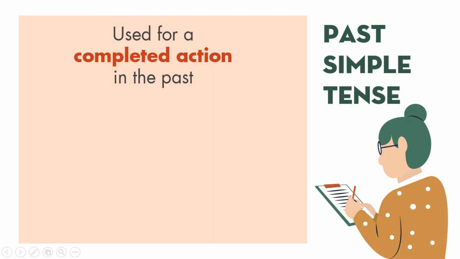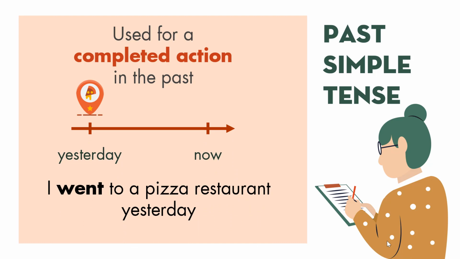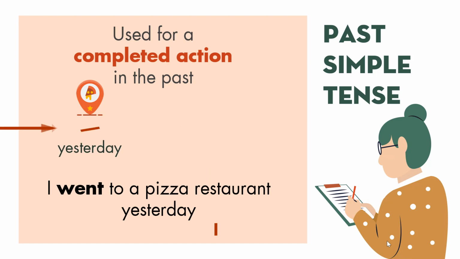The simple past tense is used for a completed action in the past, which means that it happened in the past, but it already ended in the past as well. I have an example here. I went to a pizza restaurant yesterday. The tense that we are using here, the word went, means that the action of going to the restaurant happened yesterday and it also ended yesterday.